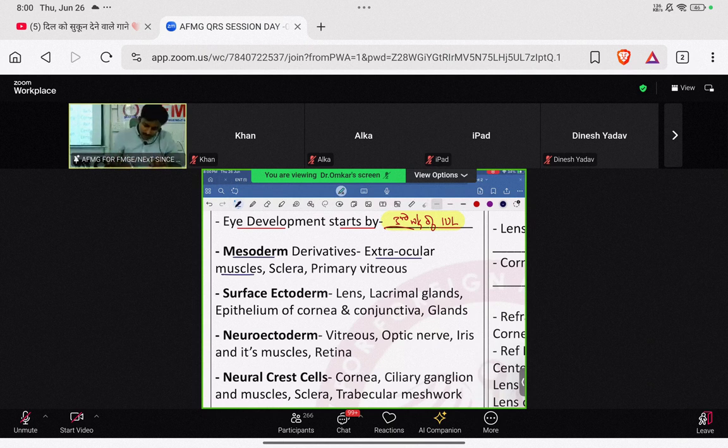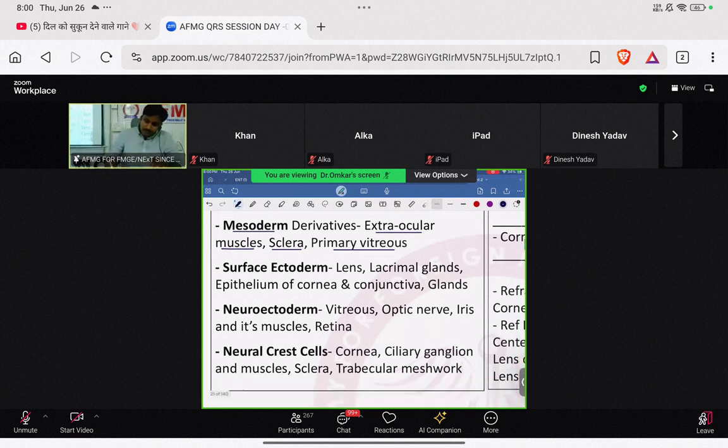Clear है बात? If I talk about beta the next one, that is sclera. याद रखना majority part of sclera is derived from the mesoderm, and third is going to be primary vitreous. What is primary vitreous? The vitreous which is present before birth, it is called as primary vitreous. After birth the vitreous changes beta. Clear? Next important the ectoderm beta.